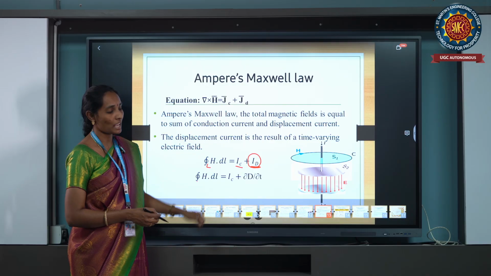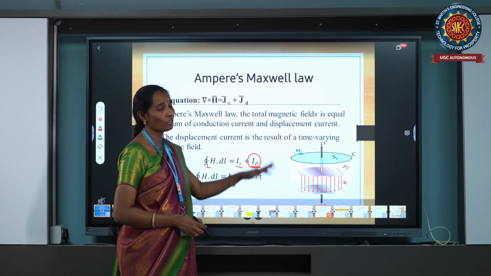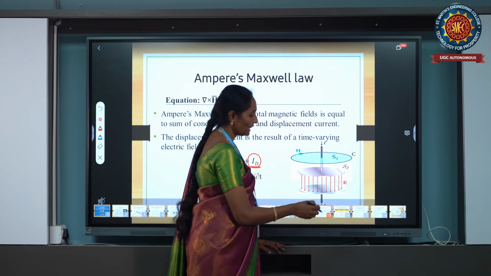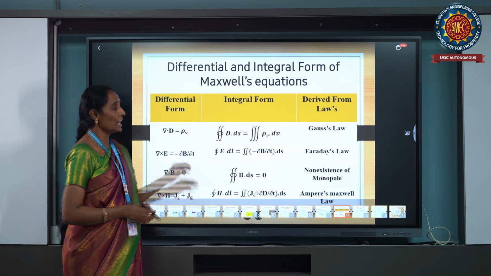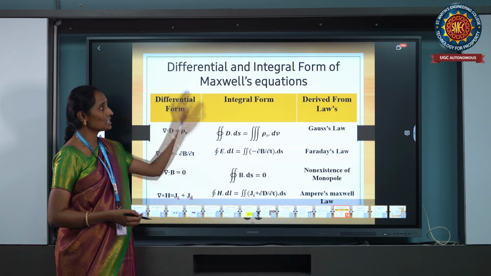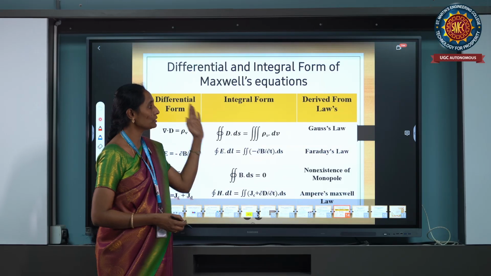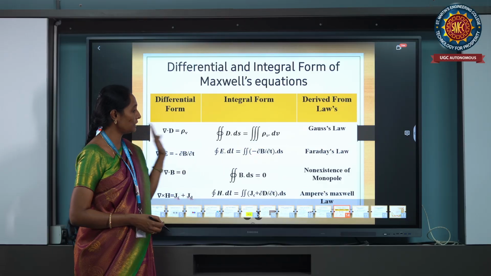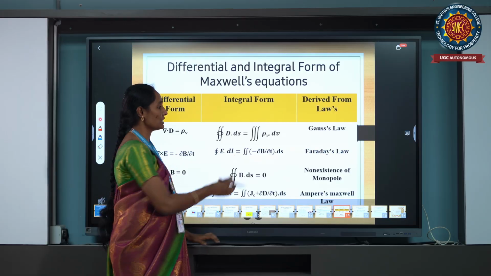These are the four Maxwell equations in time varying condition. By using these Maxwell equations, we find the relations between electric field and magnetic field, and also we can find any field component if we know the other field component. These are Maxwell's equations in differential form and integral form. First, from which law is each Maxwell equation derived? This table shows all four Maxwell equations and their laws.